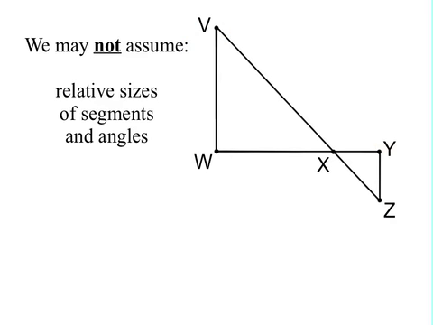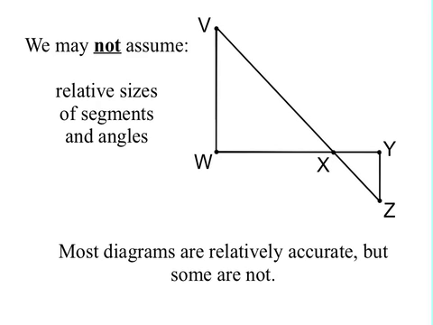We're also not allowed to assume relative sizes of segments and angles. Sometimes in a sketch, a segment might look longer than another and turn out to be shorter. Or an angle might look to be larger than another and turn out to have a smaller measure. Sketches are just sketches. They're not always precise. Often, when a problem is designed to be challenging, a sketch that accompanies a problem will intentionally be out of scale to make it difficult to solve. But often, sketches are inaccurate simply by accident. Most diagrams are relatively accurate, but some are not.